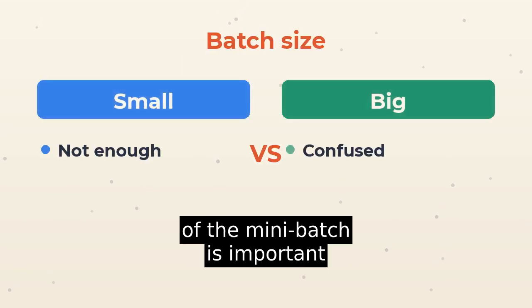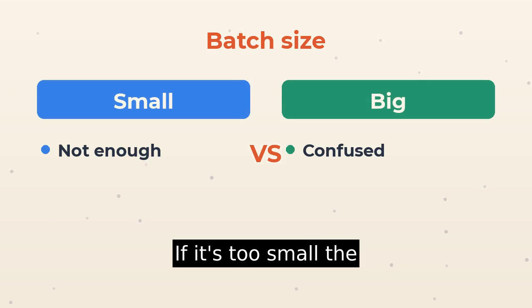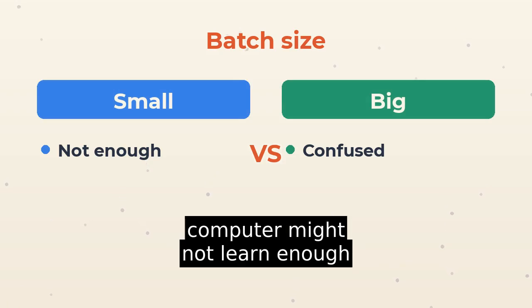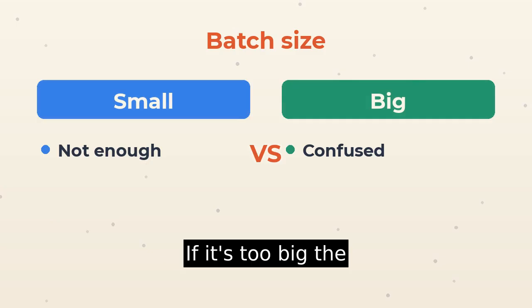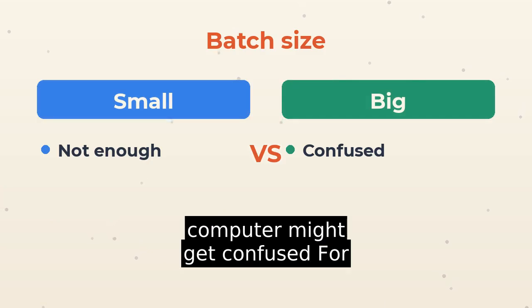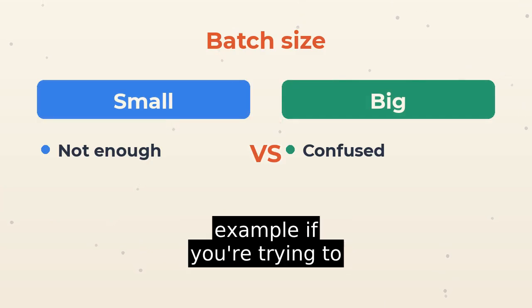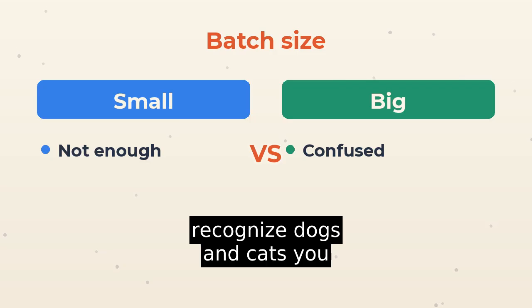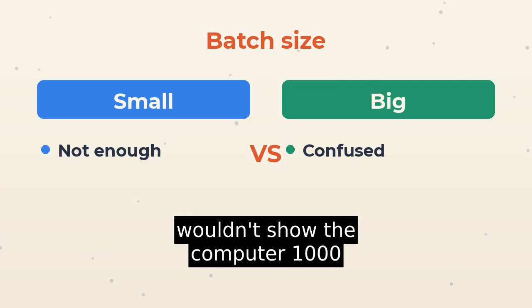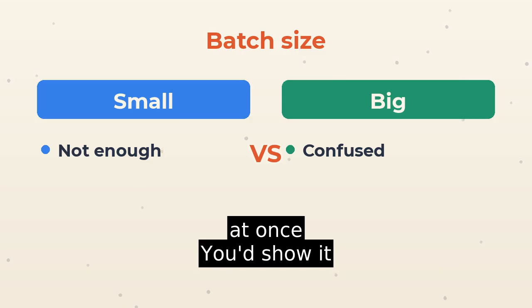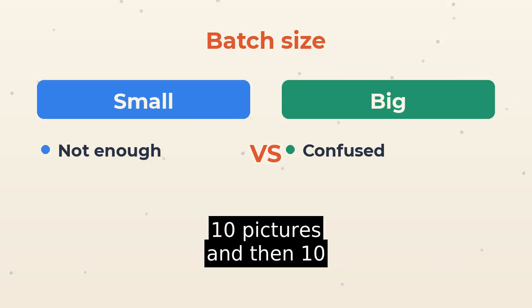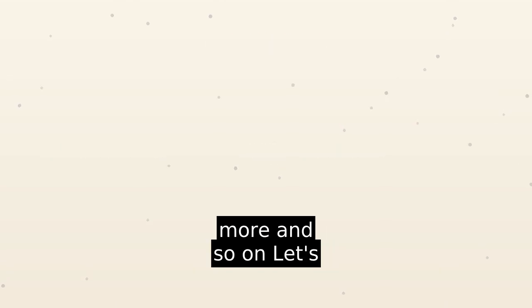The size of the mini batch is important. If it's too small, the computer might not learn enough. If it's too big, the computer might get confused. For example, if you're trying to recognize dogs and cats, you wouldn't show the computer 1,000 pictures of dogs and cats at once. You'd show it 10 pictures, and then 10 more, and so on.